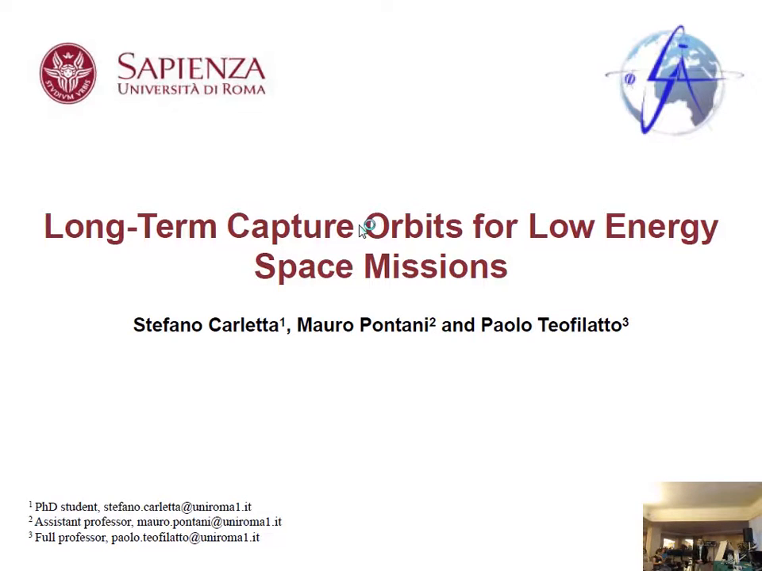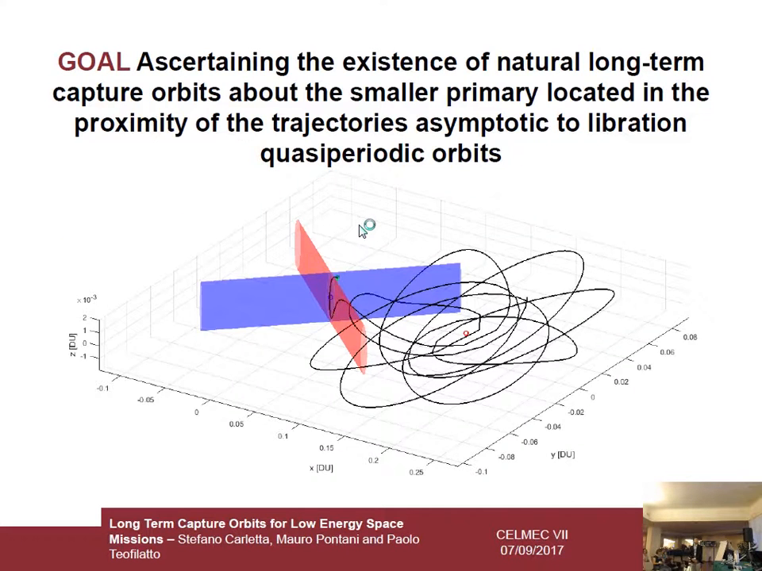The professor agrees. So, good morning, everybody, and thank you for the introduction. The work I am presenting here today was developed in the framework of the three-dimensional circular restricted three-body problem, and I am going to refer to it from now on simply as the three-body problem. It is aimed at verifying the existence of natural capture orbits above the smaller primary, and we are looking for these orbits departing from trajectories that are asymptotic to libration quasi-periodic orbits.